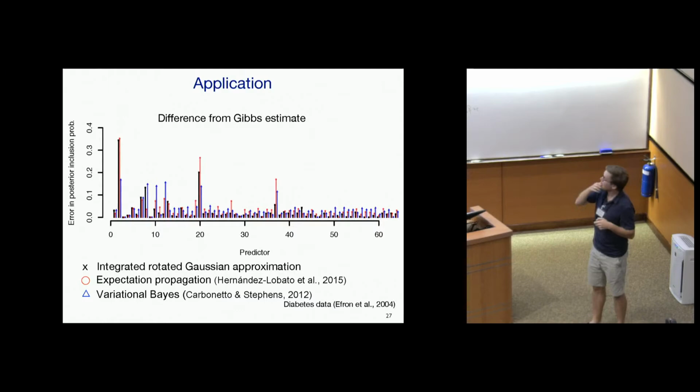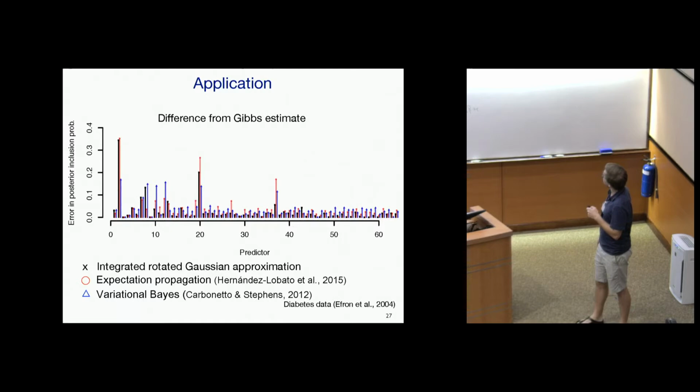We take our Gibbs sampler as a golden standard. So we say, okay, this is the true posterior inclusion probability. And then we're also going to estimate it using ERGA, using expectation propagation, using variational Bayes. And then we're going to see what the absolute error is in these estimates of posterior inclusion probability. And we see that here, for instance, over on the right, in these higher numbers, ERGA is getting it really well.